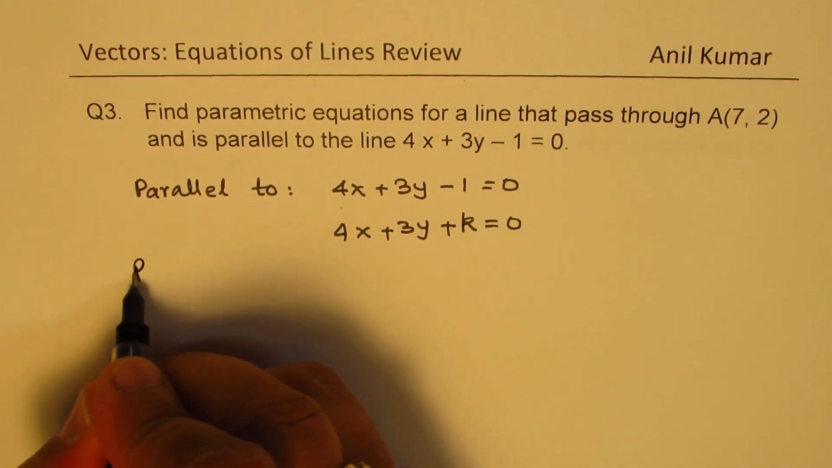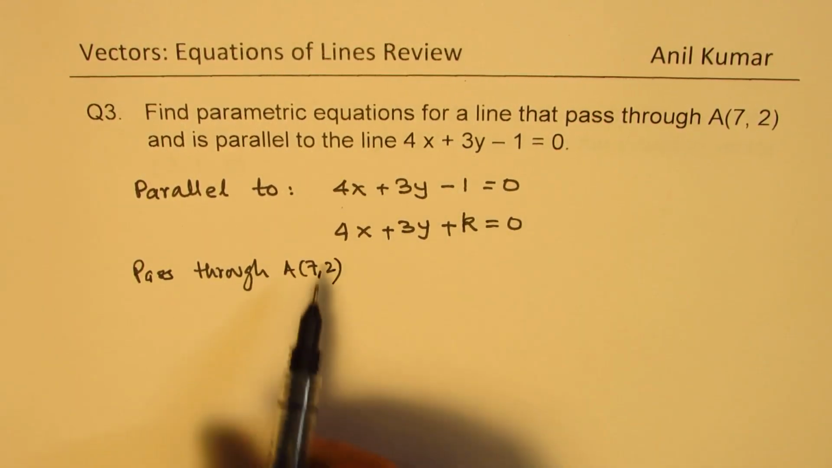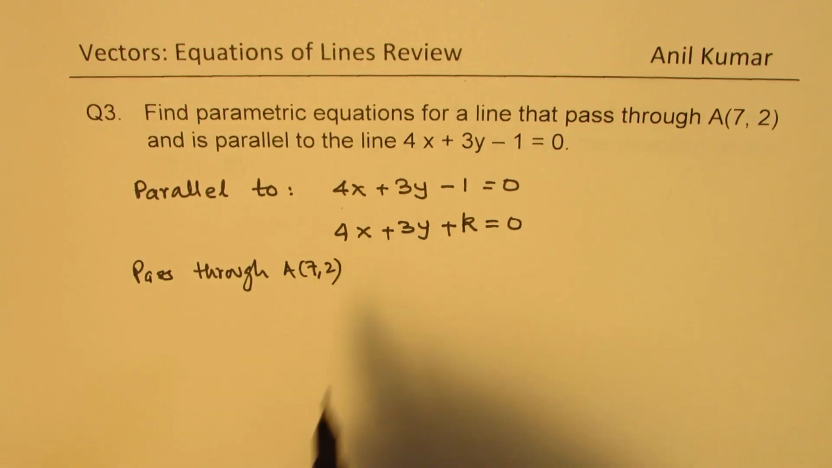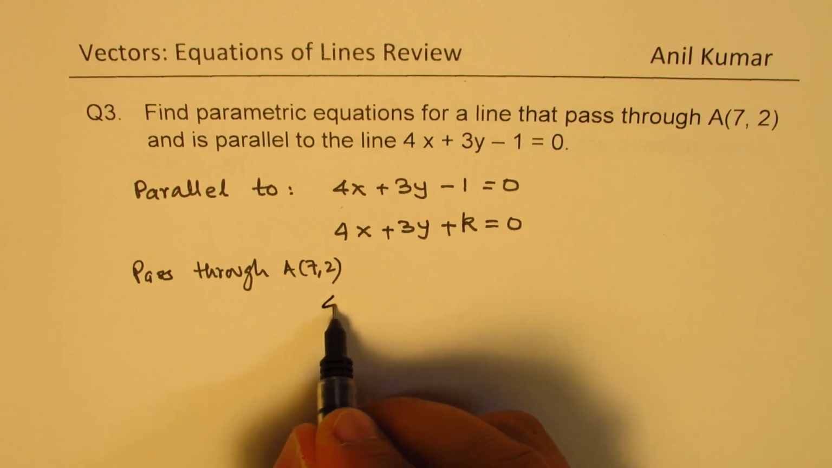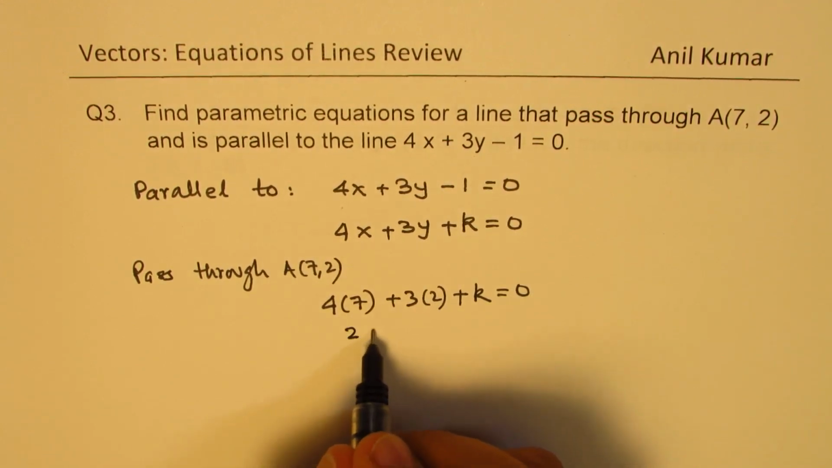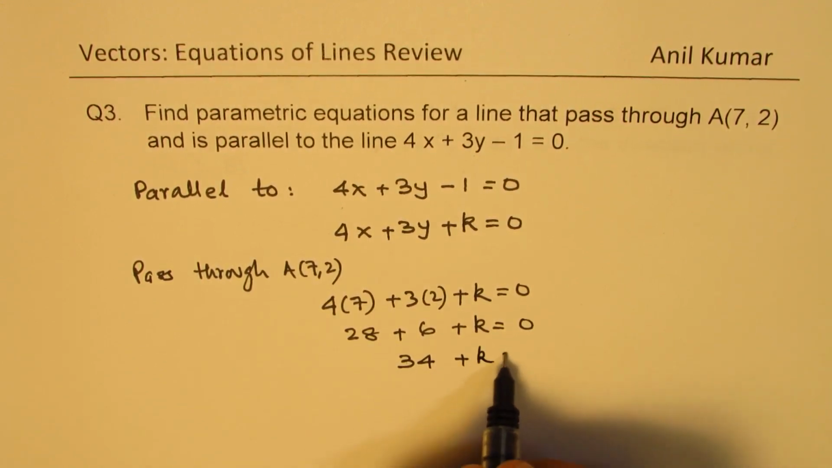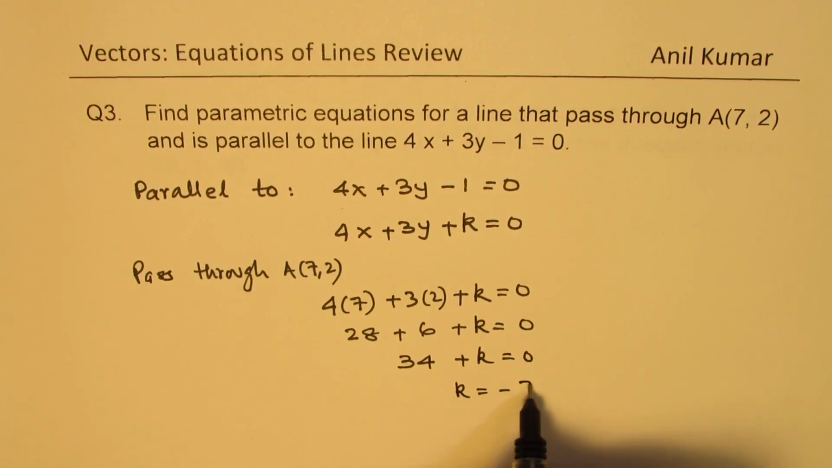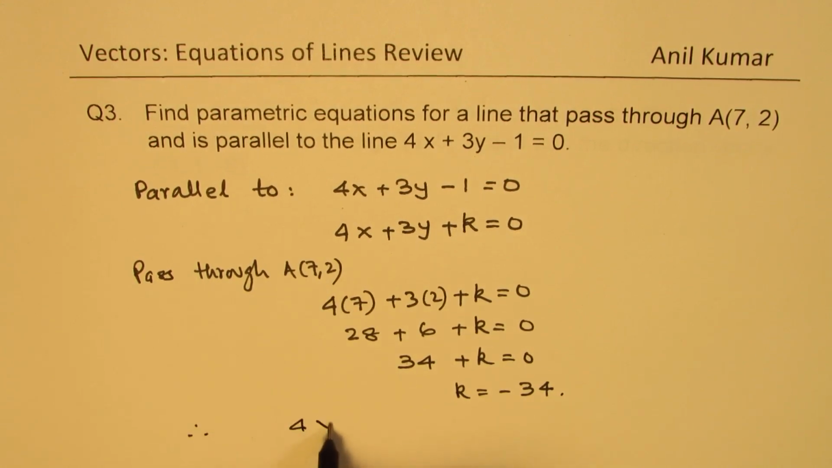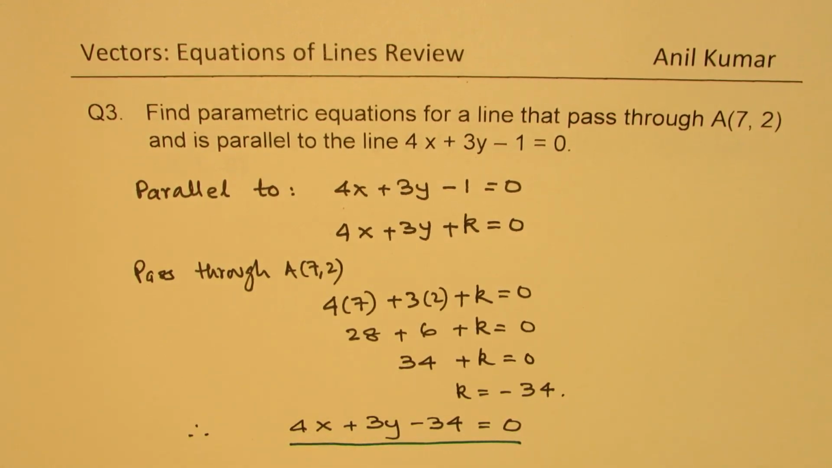And now we are given it passes through the point A, which is (7, 2). That really means we can substitute 7 and 2, which lie on this particular line, to find the value of k. So putting 7 for x, we get 4 times 7 plus 3 times 2 plus k equals 0, which is 28 plus 6 plus k equals 0, which is 34 plus k equals 0, and that means k equals minus 34, and therefore the equation is 4x plus 3y minus 34 equals 0, right? So that is our answer. So this is a method to solve this question, and I hope you will understand that this method could have been followed in question number 2 also, right?